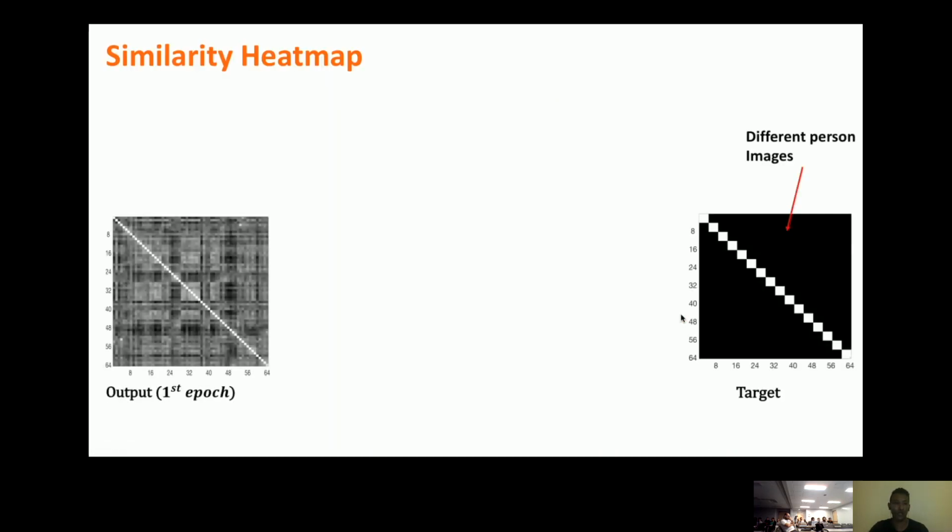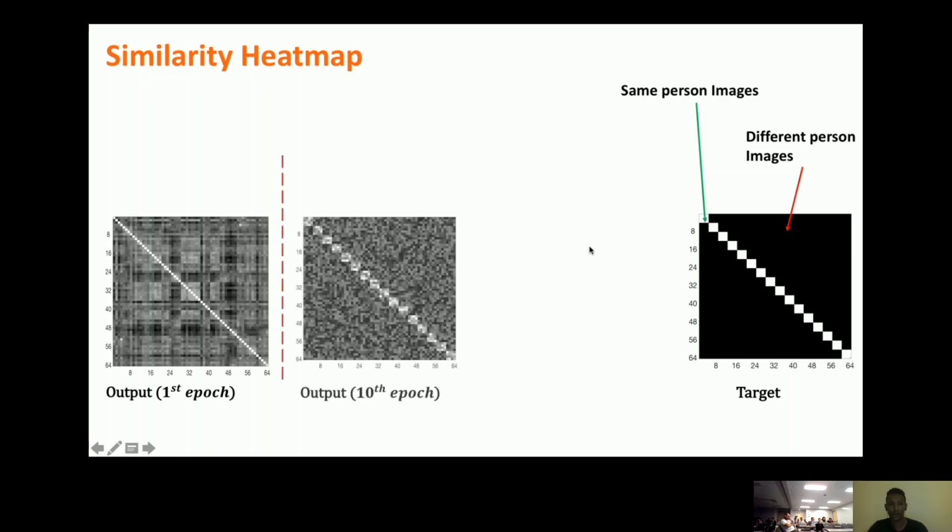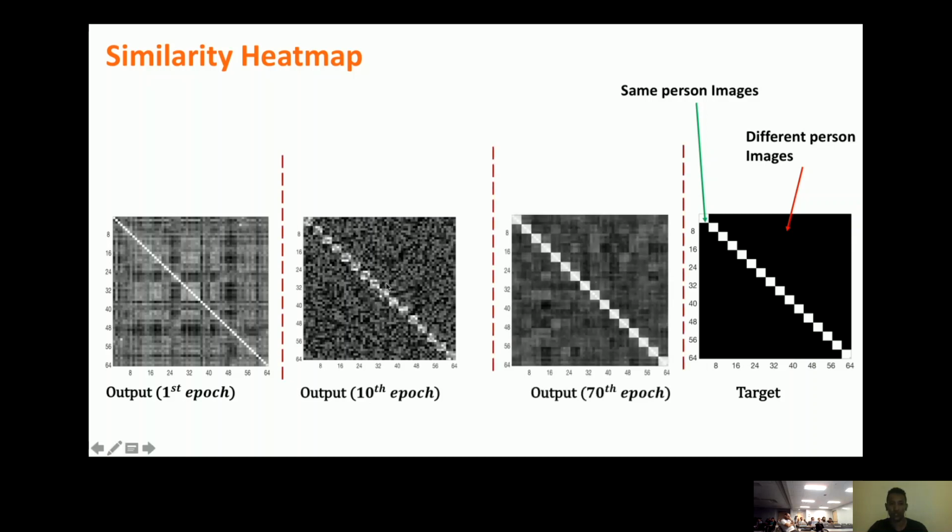Here we show some similarity heat maps during the training process. This is the similarity heat map of the first epoch, where here we show the ground truth. Black denotes the similarity between different person images, and white denotes similarity between same person images, which means 1 and 0. So here we show the similarity heat map at the 10th epoch and the 70th epoch.